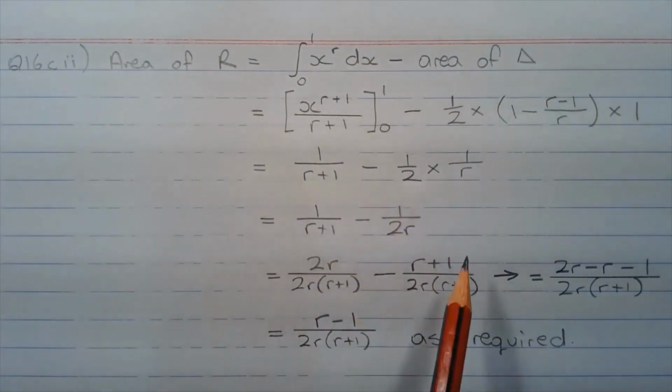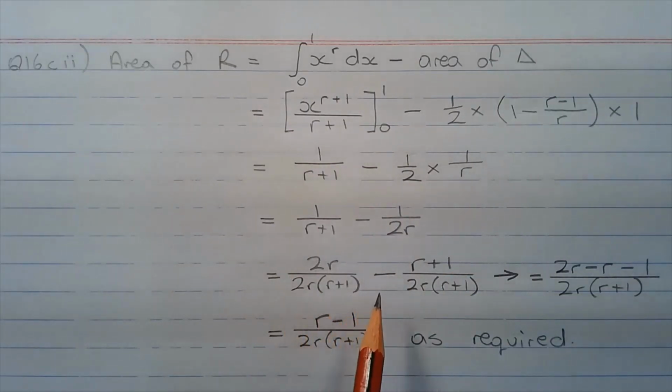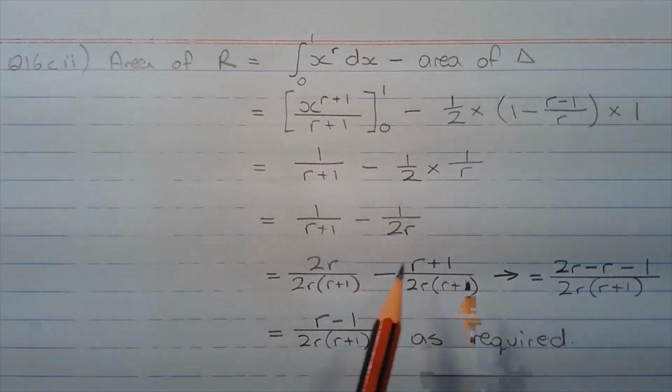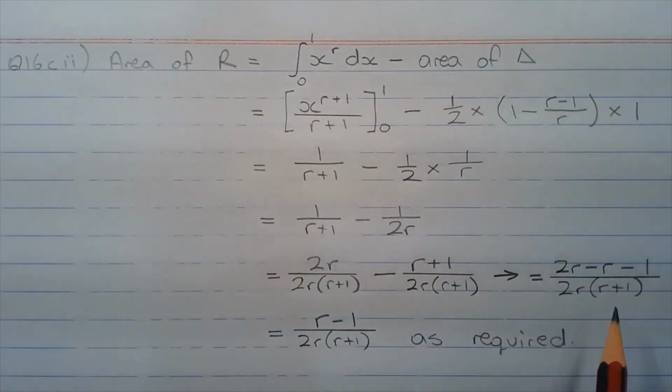So finding a common denominator, we get 2r over 2r multiplied by r plus 1 minus r plus 1 over 2r multiplied by r plus 1. And combining the numerators, that equals 2r minus r minus 1 over 2r times r plus 1. And that equals r minus 1 over 2r times r plus 1 as required.